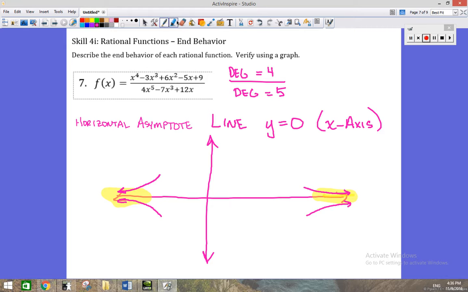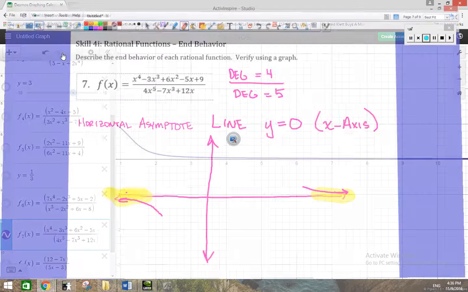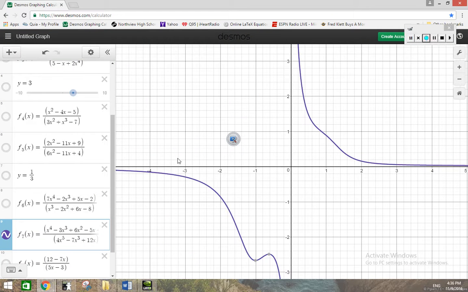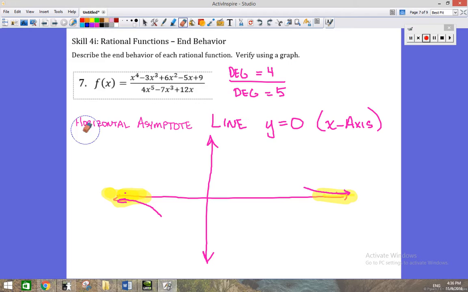So on the right, it was approaching from above. On the left, it happened to be from below. Right? Okay. We see now a little bit what's going on close to the origin. So we are correct in our horizontal asymptote.